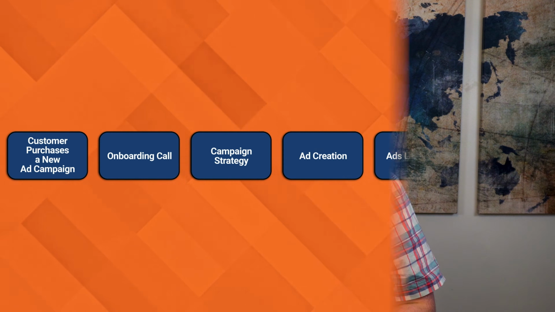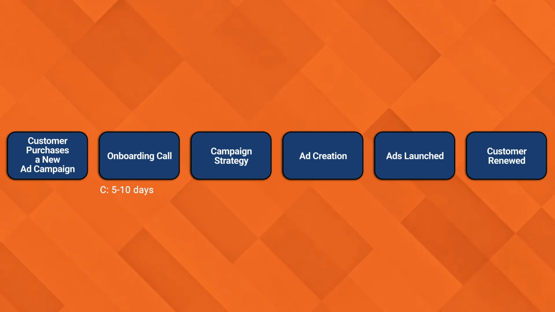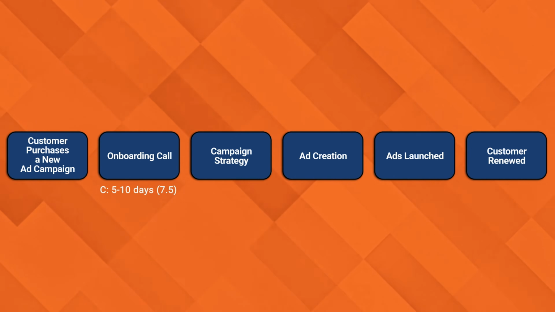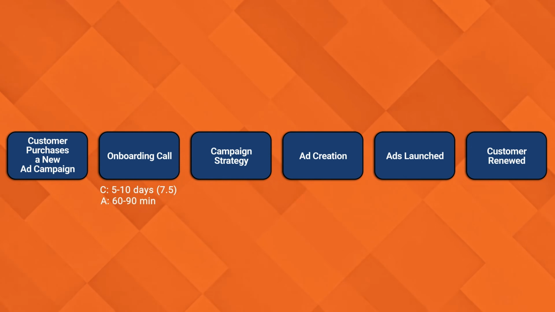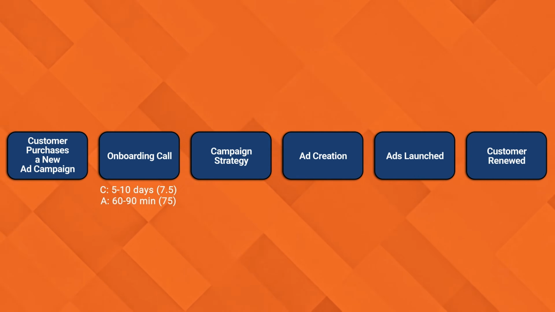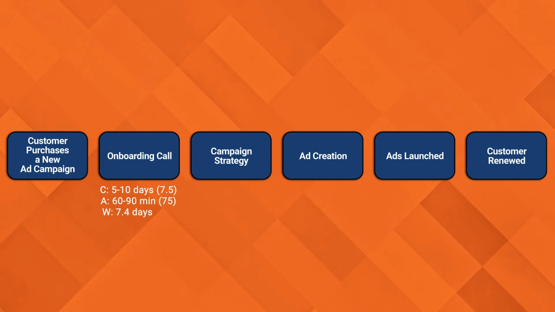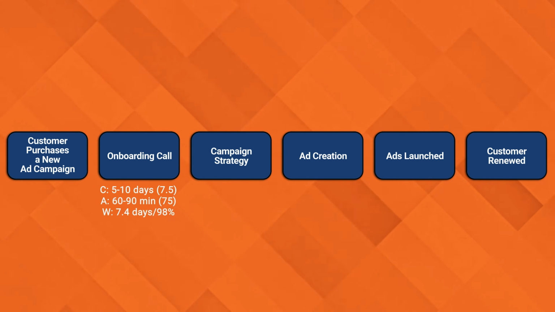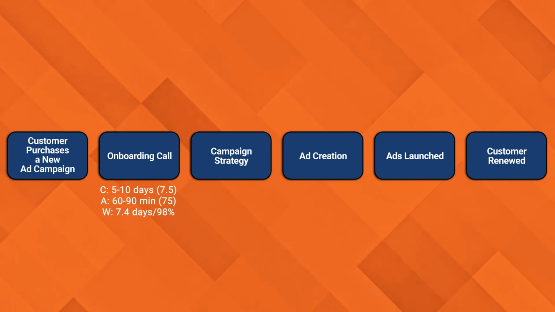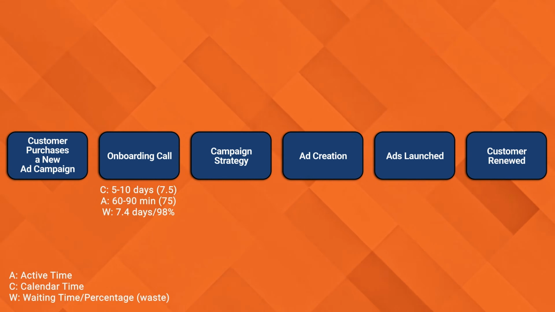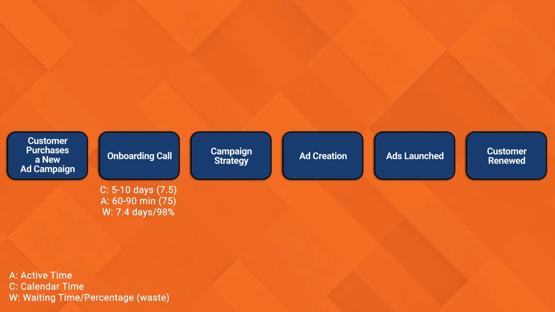Now, what you need to do is figure out how much time you spend working and waiting in each part of the cycle. Let's say onboarding takes 5 to 10 calendar days normally, so for this example, let's just call that 7.5 days. But it only takes 60 to 90 minutes of actual work, so we'll call that 75 minutes. Now that would mean you have 7.4 days of waiting time in the onboarding process, which is 98% of the total time for that process. Now write these numbers down and add a legend to your map so that everybody knows what each metric means, then move on to the next process.